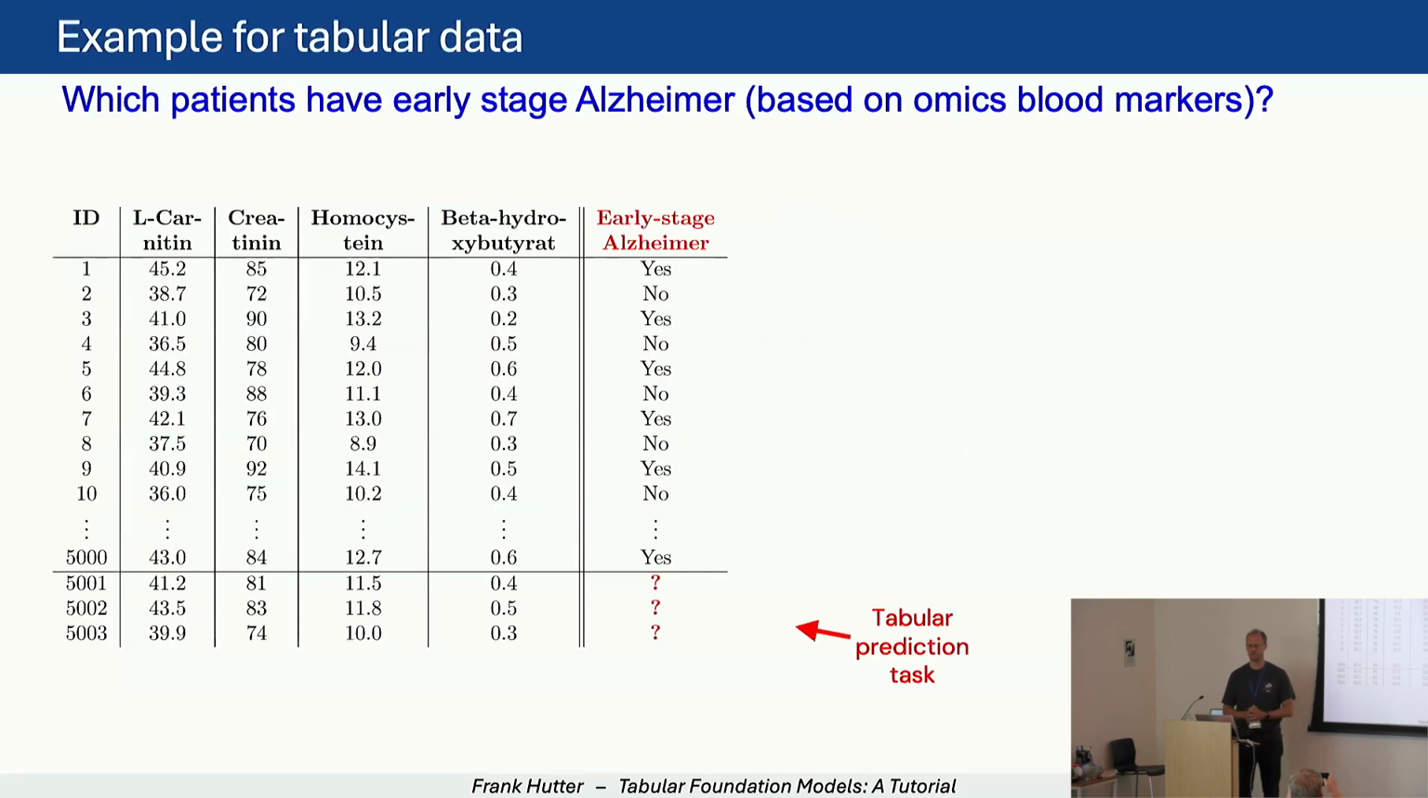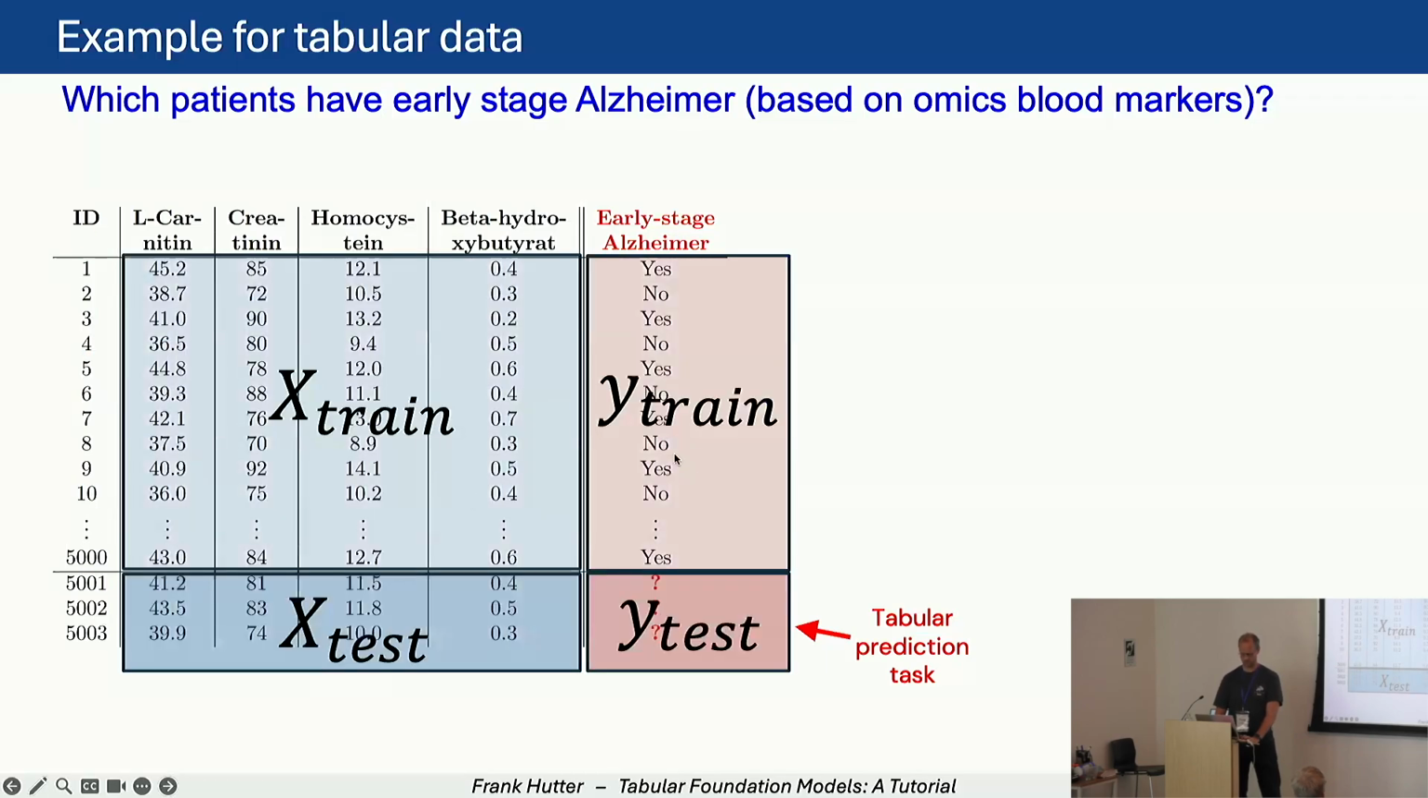So first, let me set the scene. What is tabular data? Just to make sure we're all talking about the same thing. It's an age-old problem that you've seen in Machine Learning 101. You have some columns of data here. Then you have a Y column. That's a particular column you want to predict. There's training data and there's test data, and the test data here you want to predict the Y. So this is X train, Y train, X test, and Y test is what you want to predict.